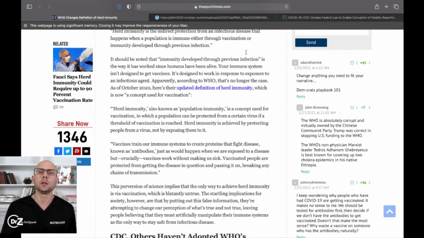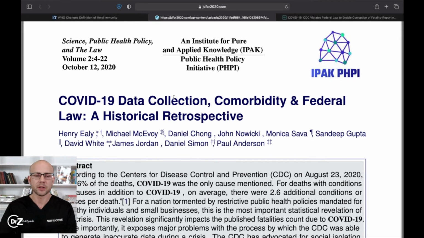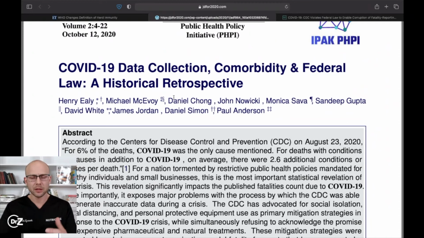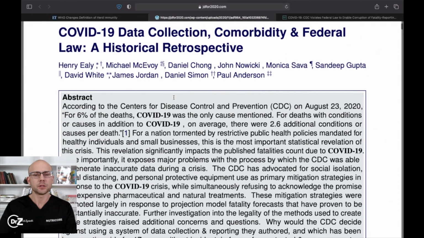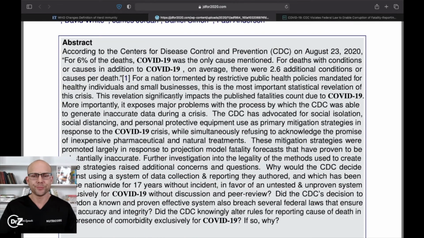Let's go ahead and take a look at a research article. COVID-19 data collection, comorbidity, and federal law, a historical retrospective. Okay, I want to just get to the nuts and bolts of this piece of research, because this is actually a really solid piece of evidence. It's being used in many lawsuits throughout the country, because they basically are looking at the numbers for COVID and saying they're not quite right, and why are we doing this?